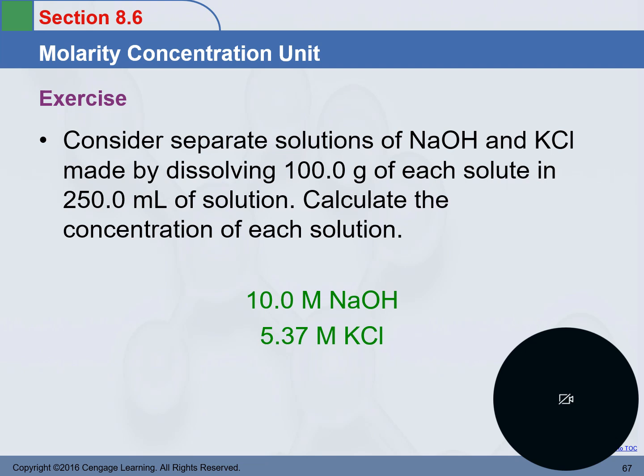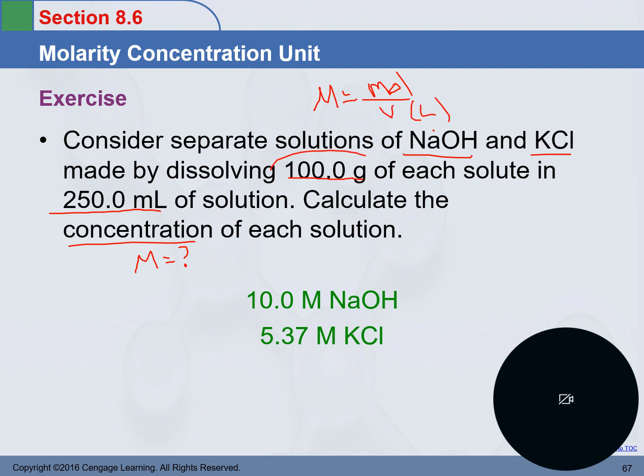Here's another exercise for us. This has one extra step, so we're going to consider separate solutions of NaOH and KCl made by dissolving 100 grams of each in 250 milliliters of solution. We're going to calculate the concentration, which is just a generic way of saying what is the molarity. So remember, molarity is equal to your moles divided by your volume in liters.